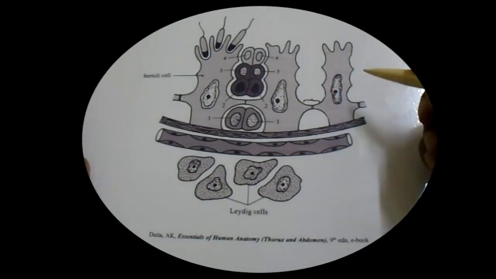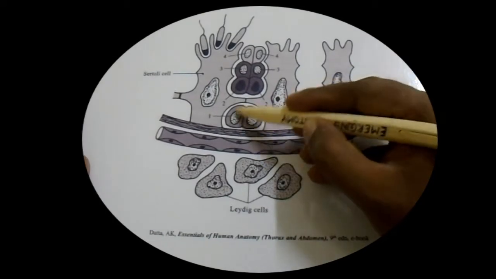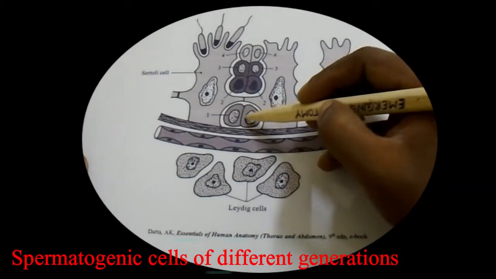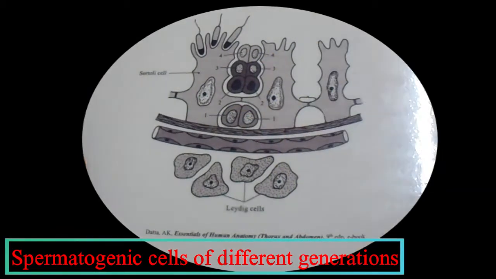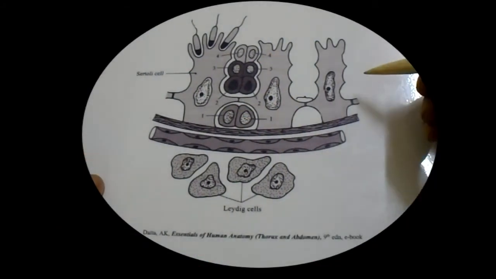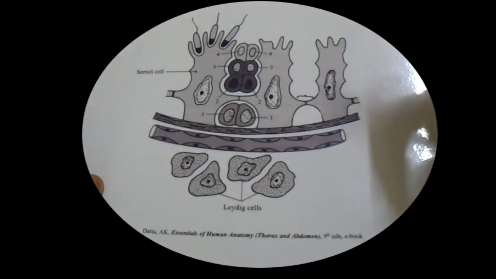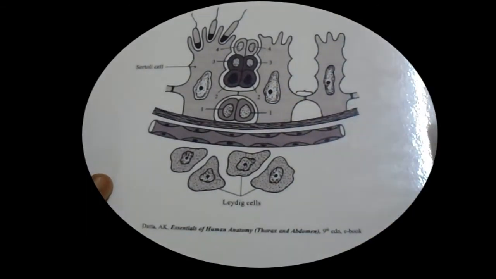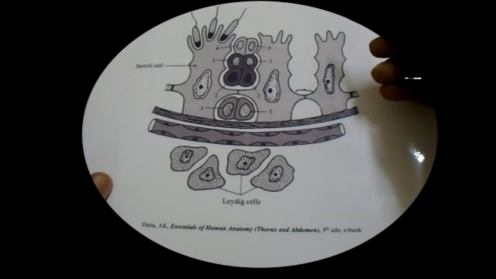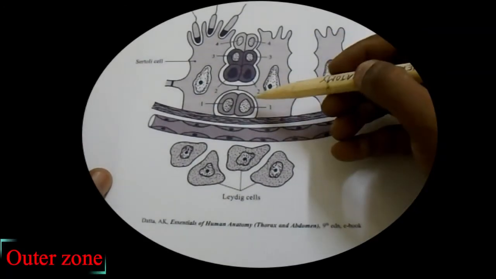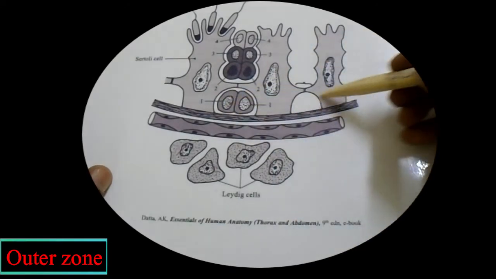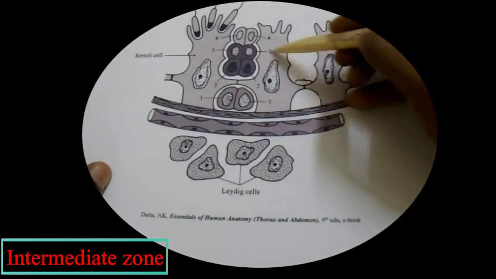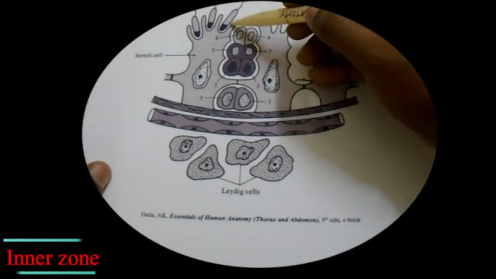Now here we are looking at this type of cells. These are the spermatogenic cells of different generations. Within the seminiferous tubule, the sex cells, or different generations of spermatogenic cells, are arranged in three zones. One is the outer zone, here. Here is the intermediate zone, and here is the inner zone.